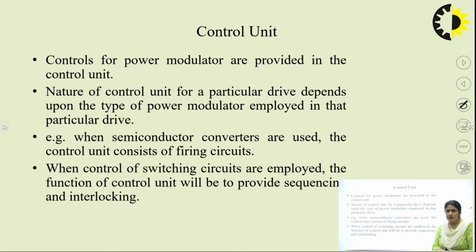The control signal is generated after comparing the reference signal to the real time value. After comparing, the control unit generates the control signal, and that controls the firing angle of the power modulator or the converter. So that will control the flow of power from the source to the motor.